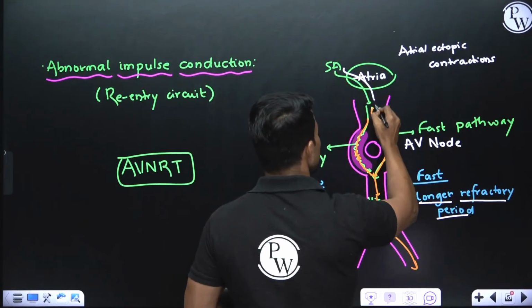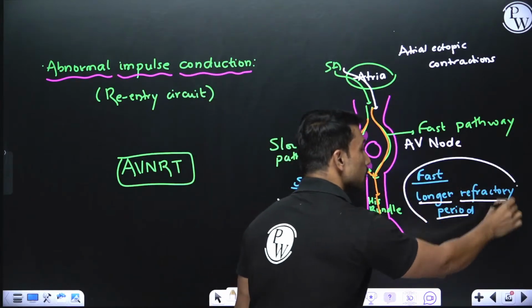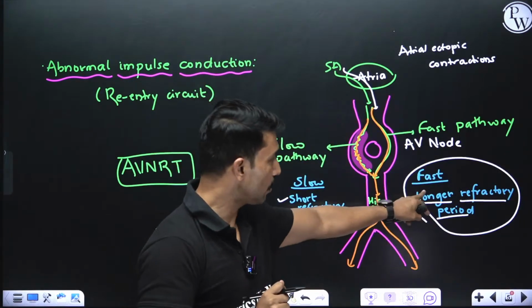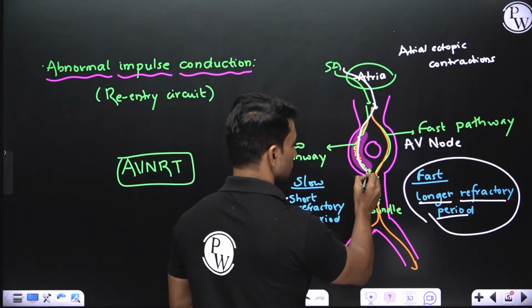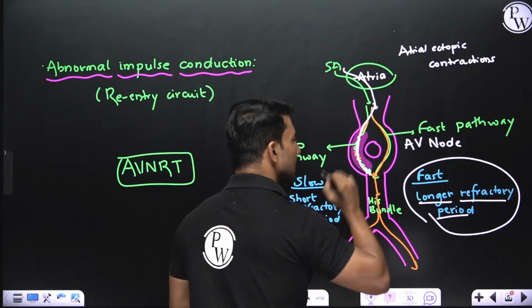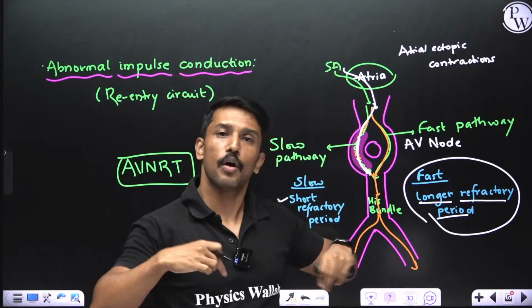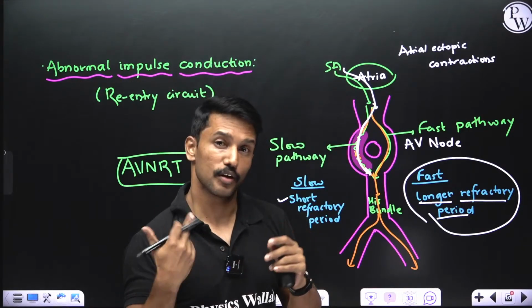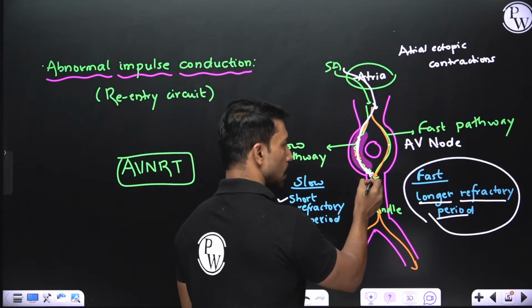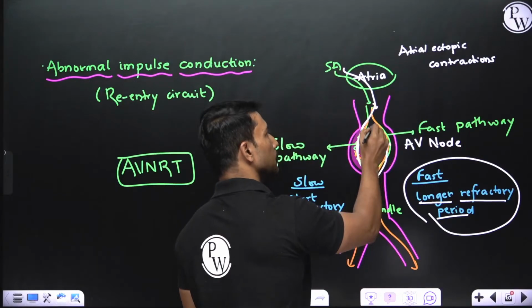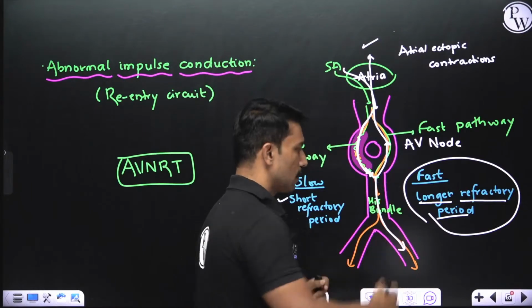Once the next atrial impulse comes, it may not be able to enter the fast pathway. Why? Because the fast pathway may be in the refractory period, since it has a long refractory period, right? Then what will happen? It will enter the slow pathway, and it will slowly reach the end of the AV node. By this time, the fast pathway might have come out of its refractory period. It is now ready to conduct, right? And now this place has higher potential than the fast pathway. So now the impulse can travel back from the fast pathway and go to the atria, causing atrial contraction. It can also travel down to cause the ventricular contraction.